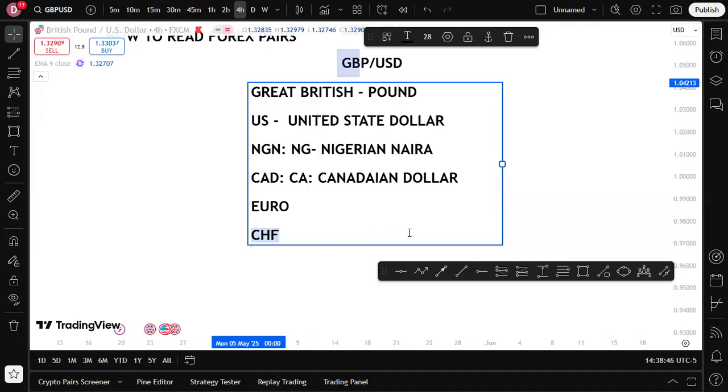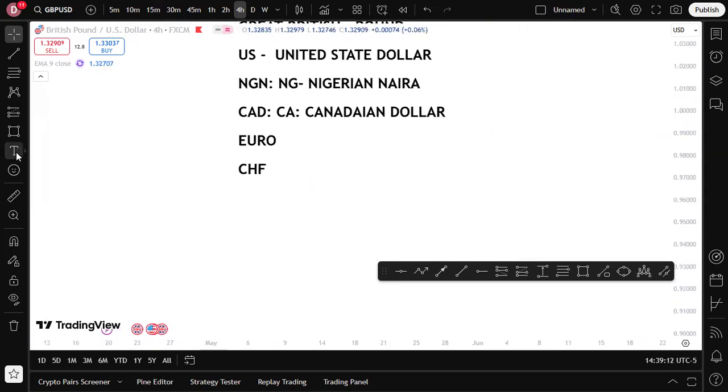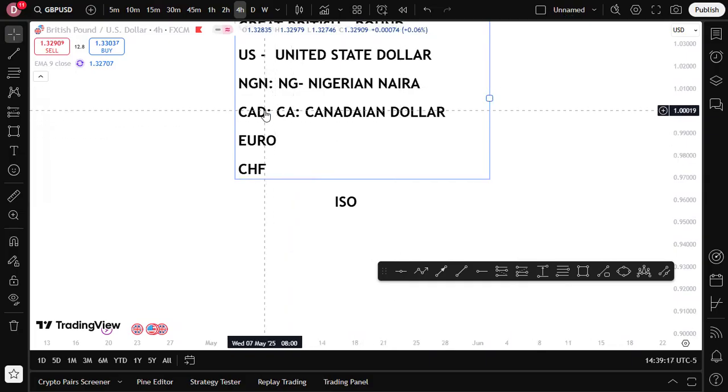And all these things you're seeing, like how each of these pairs is called and how they are paired, is actually formed by ISO. ISO stands for, how do you call this? Let me write it down. The ISO is a body that denotes how to pair all these currencies so that they can do business worldwide easily without having issues.